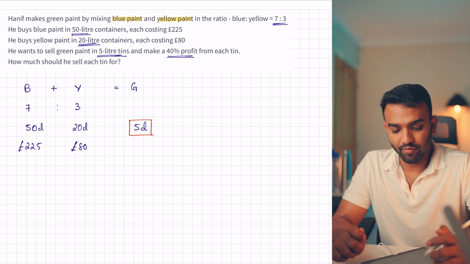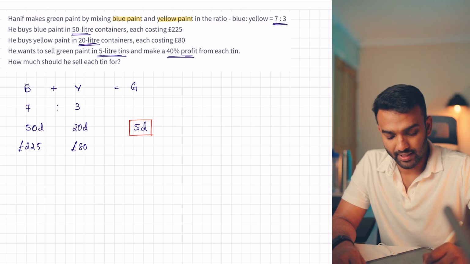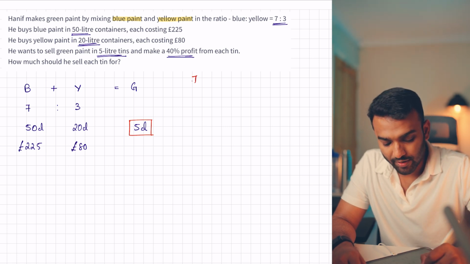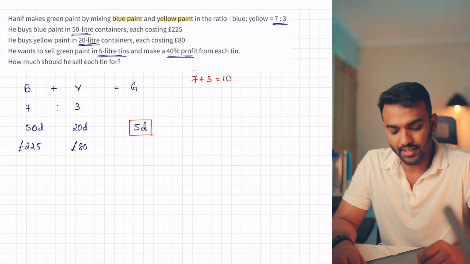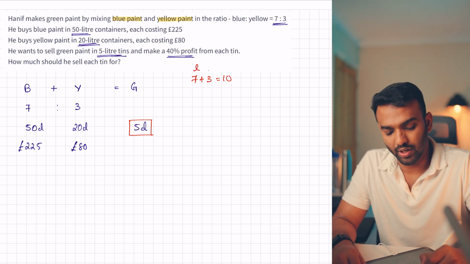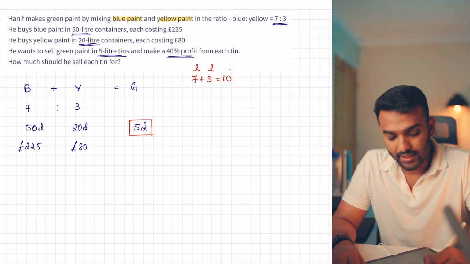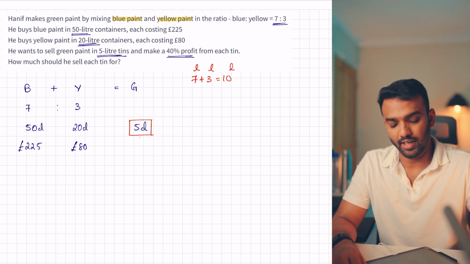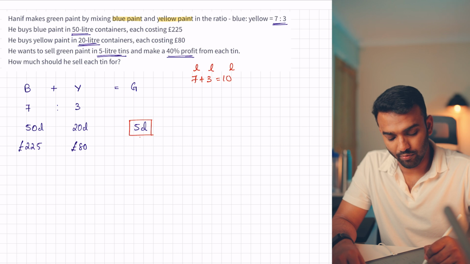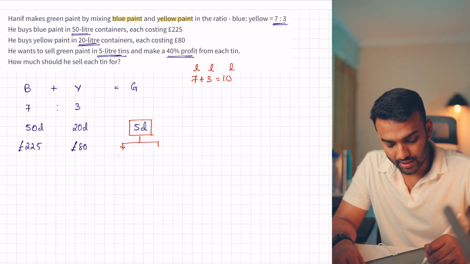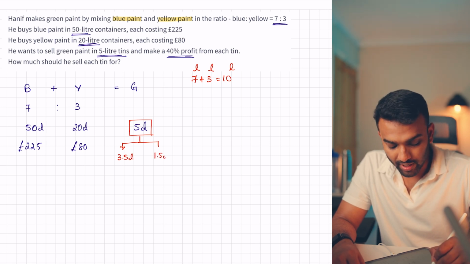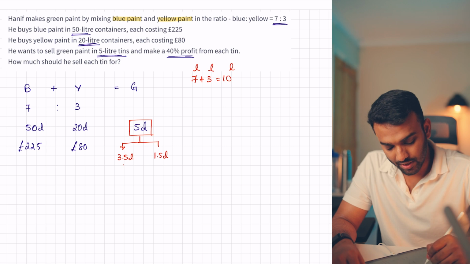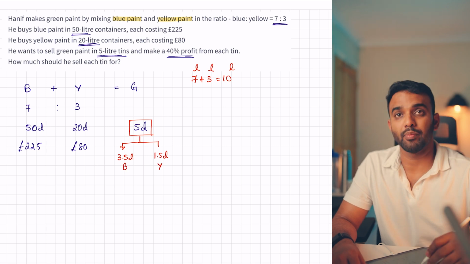So we're going to do it this way. We have 7 plus 3, which is equal to 10. That's the total ratio. If he was going to make 10 liters, he would take 7 liters of blue and 3 liters of yellow to get 10 liters of green. Which means for 5 liters, when you divide it in the 7 is to 3 ratio, he needs 3.5 liters and 1.5 liters to add up. This is for blue and this is for yellow to make green.